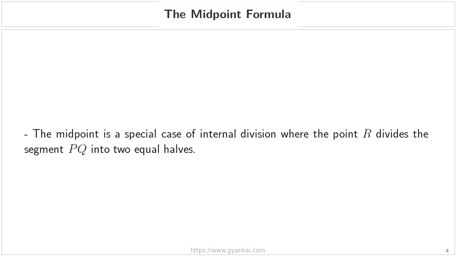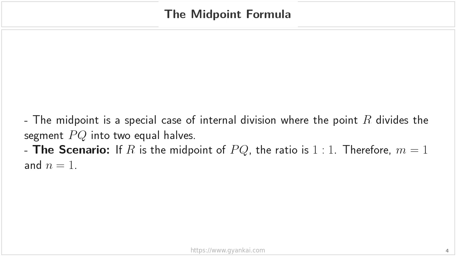Think back to our previous slide, where we discussed how a point R can divide a line segment in any ratio, m to n. Well, the midpoint is simply the most balanced version of that. It is a special case of internal division where the point R sits exactly in the center, dividing the segment PQ into two perfectly equal halves. So, what does this look like mathematically?